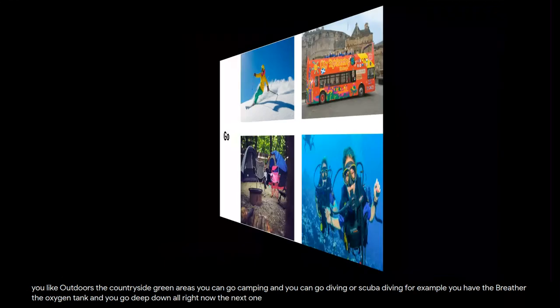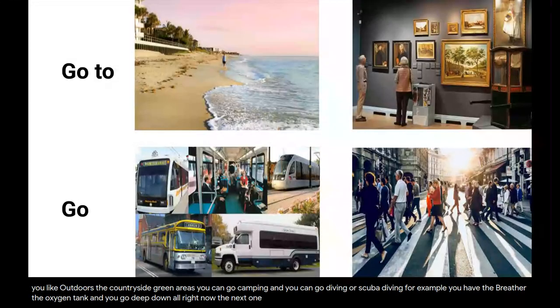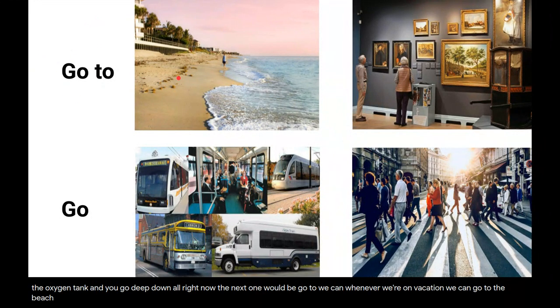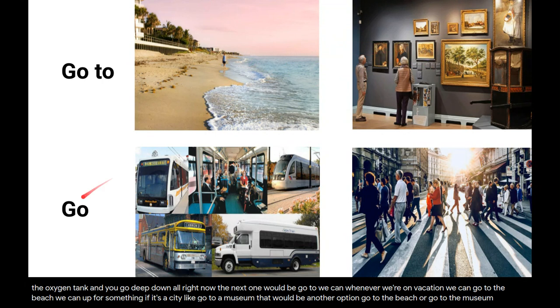The next one would be go to. Whenever we're on vacation, we can go to the beach, or we can opt for something if it's a city, like go to a museum. That would be another option. Go to the beach or go to the museum. Here, another way to travel.